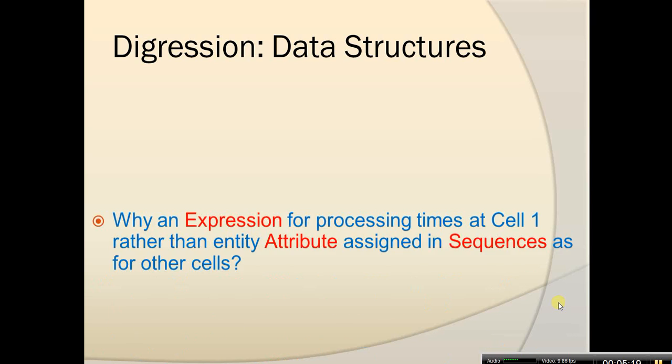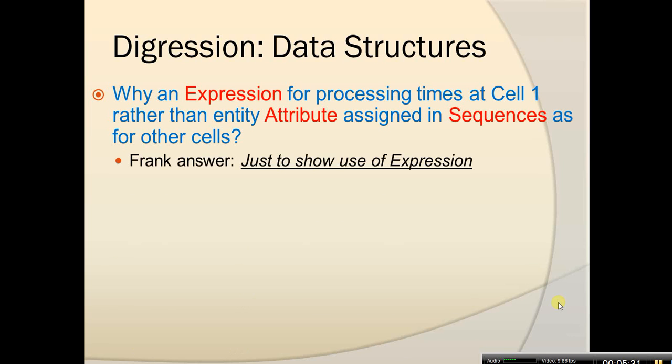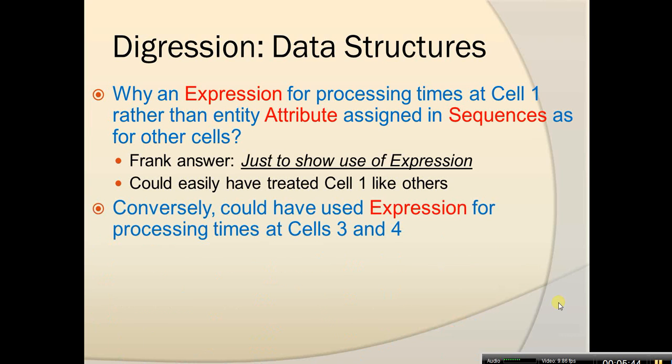Let's talk a little bit about the data structures because it's important. My question is, why an expression for processing times at cell 1 rather than an entity attribute assigned in a sequence as we will use in other cells? Well, the simple answer is we just want to show the use of the expression, and we could have easily treated cell 1 just like the others.